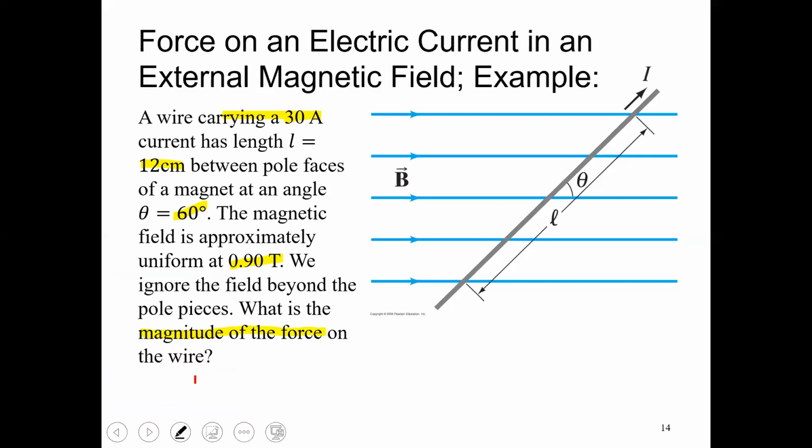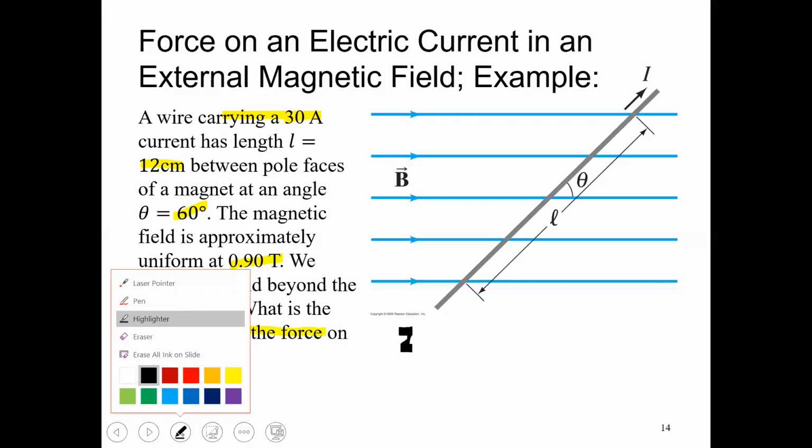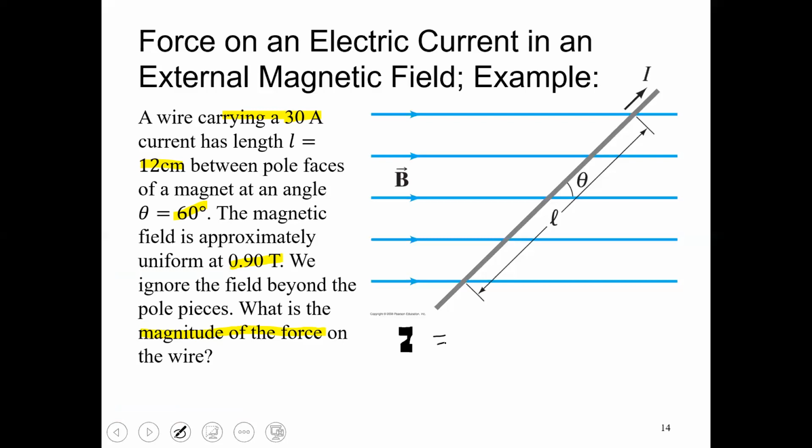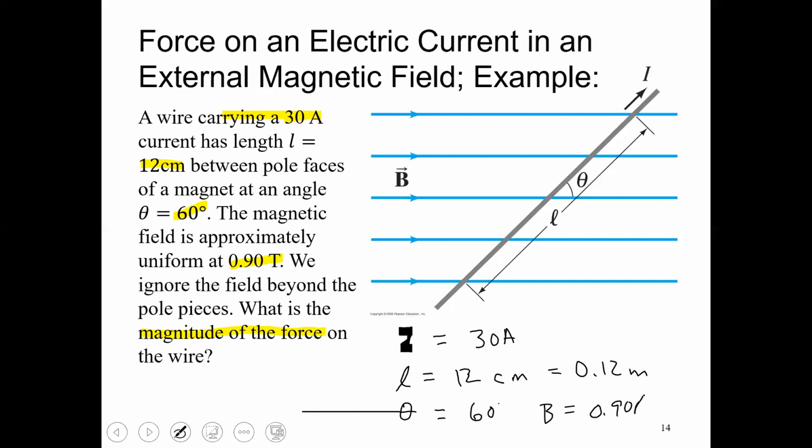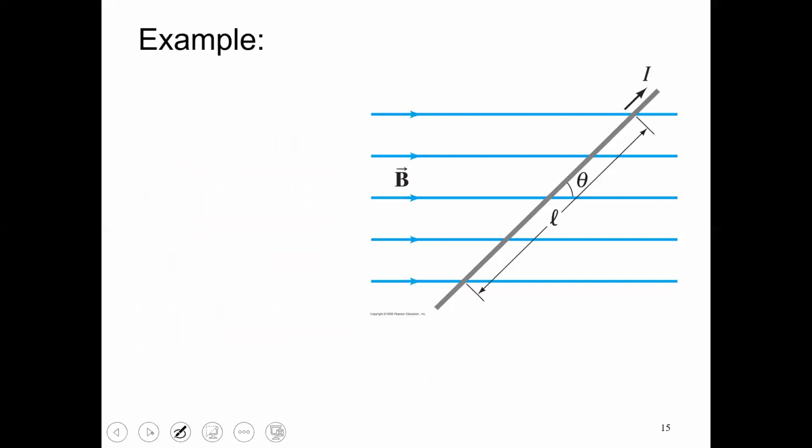So let's write all of that stuff down. We are given I equals 30 amps. We are given our length equals 12 centimeters, so we could shift that into meters, 0.12 meters. We are given an angle in degrees, and the strength or the magnitude of our magnetic field, so that's in teslas.